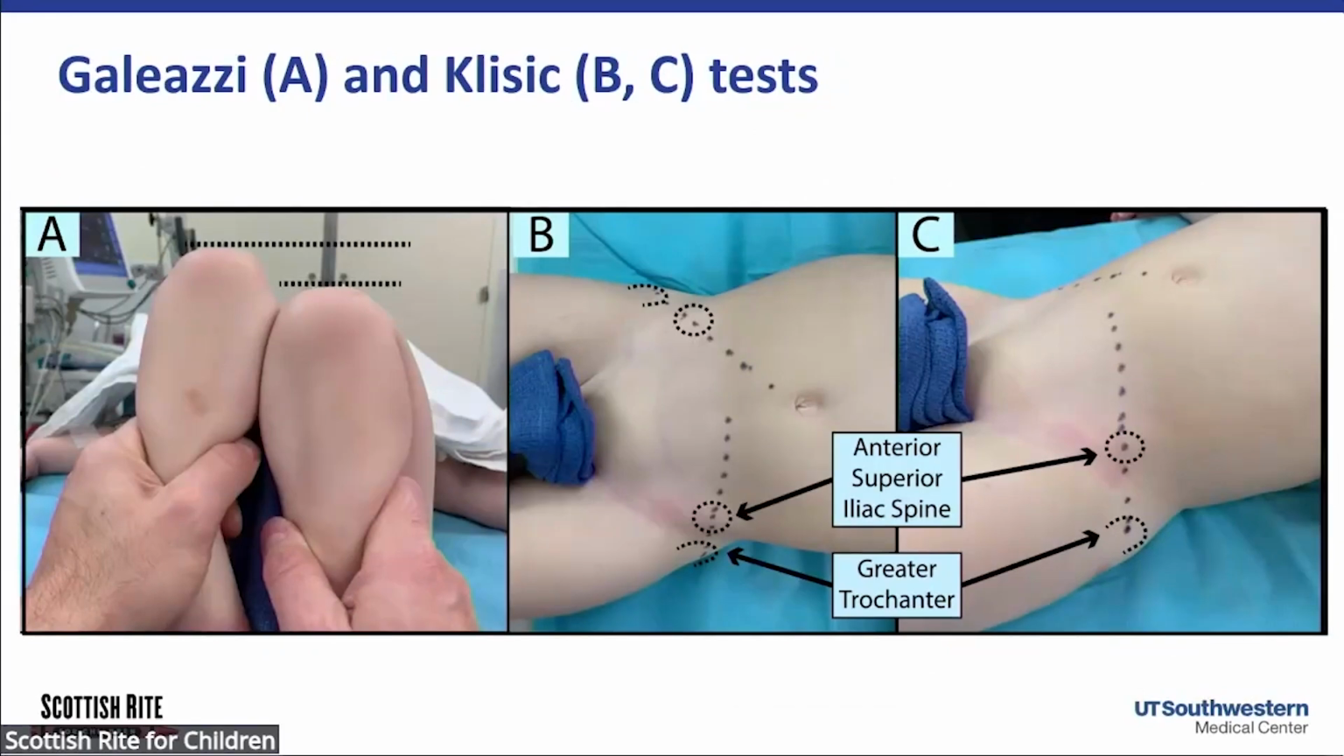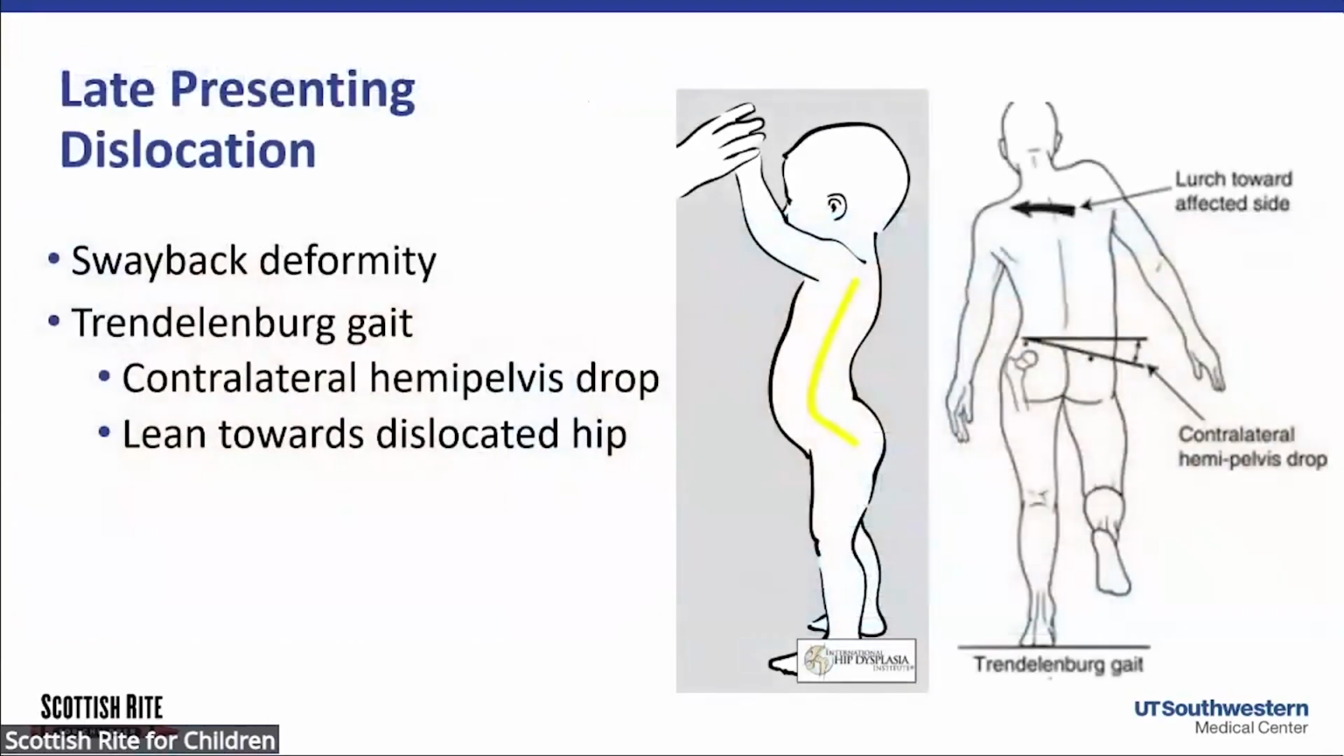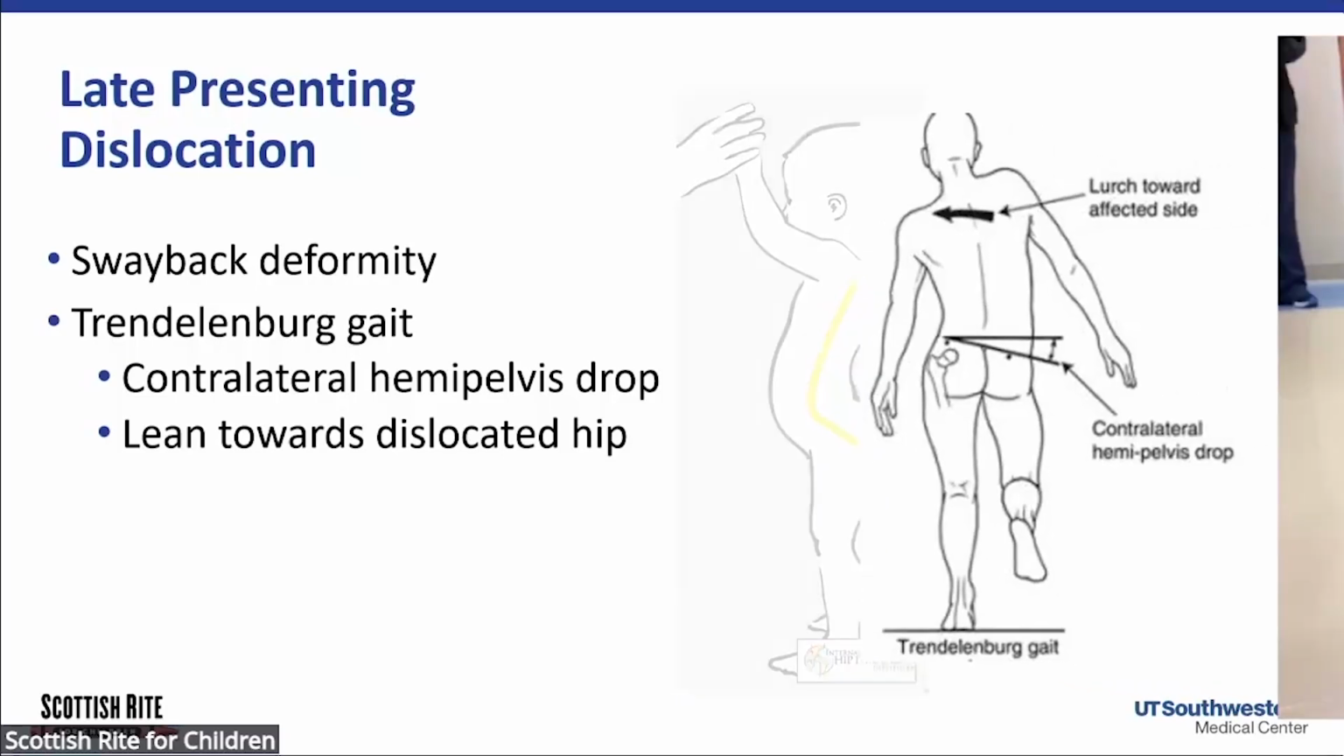We highlighted the Galeazzi test. Here's the Klisic test, where you draw a line with your fingers between the greater trochanter and the ASIS. It should pass at or above the umbilicus. As the femur migrates proximally, it passes below. In older patients, we can see a Trendelenburg gait where their pelvis drops away from the leg they're standing on, or they lean their trunk over the top.